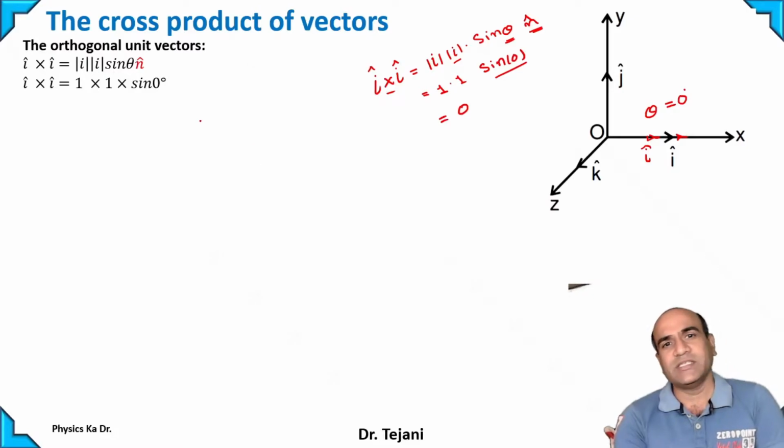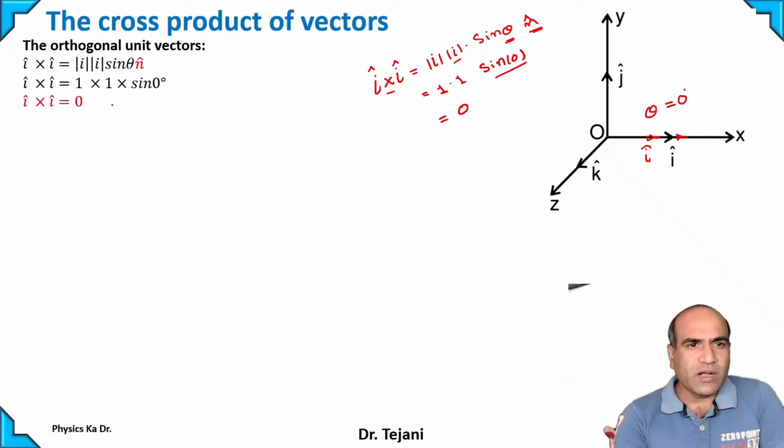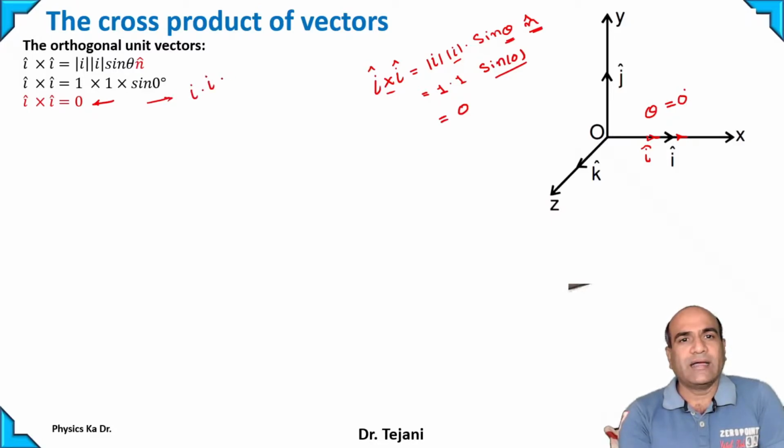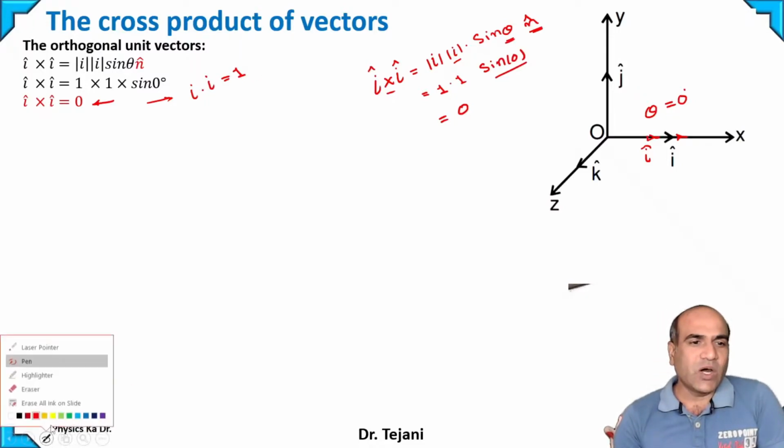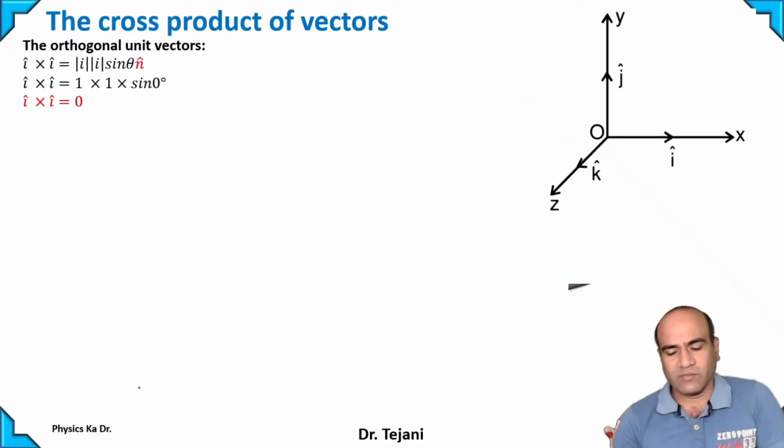So sine 0 is 0. Forget about direction. If it is a zero vector, then no direction needs to be considered. So therefore I cross I becomes 0. We saw a similar case with I dot I, and in that case it was 1, opposite to 0, right? So in the dot product and cross product, they mostly function oppositely.